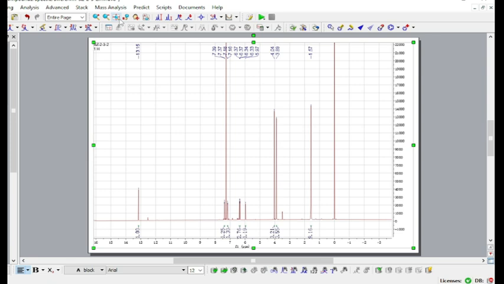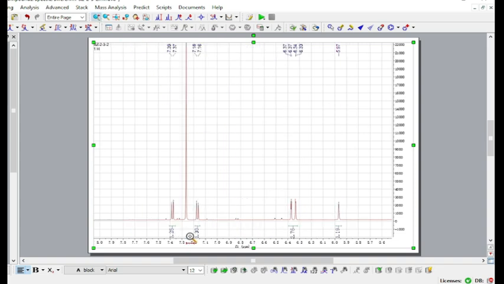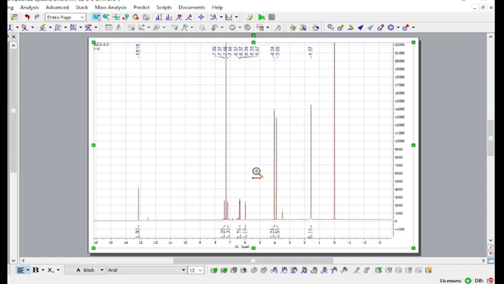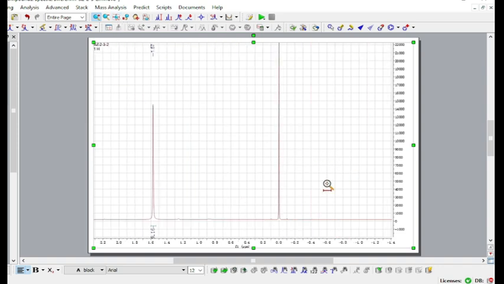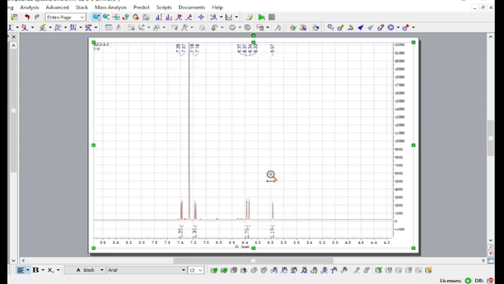So what we have now is one OH group that is hydrogen bonded, and we have how many? 1, 2, 3, 4, and 5 aromatic protons, and then we have these two signals for 3 and 3 protons, and then we have this signal which shows an integration of 9. Now I have left this signal as such, and this is the signal for the solvent, that is CDCl3, so you don't need to integrate it.